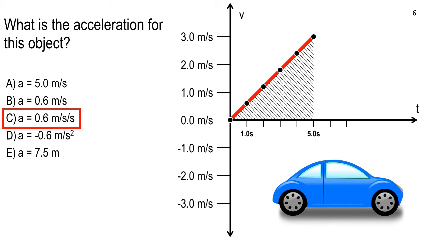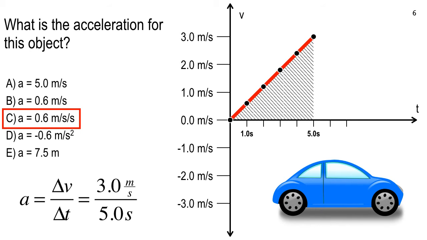Anyway, the correct answer is C. And here's how you calculate it. Delta V over delta T. Delta T is the width of the velocity distance triangle, and delta V is the height. It goes from 0 to 3 meters per second.